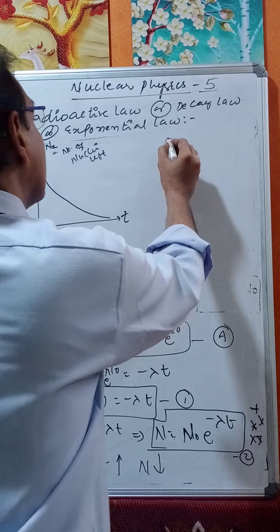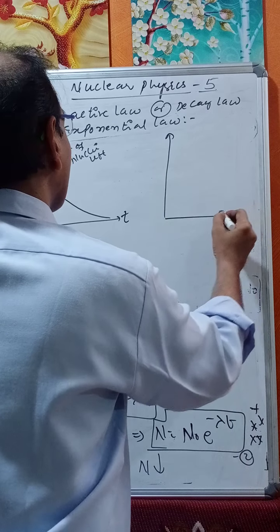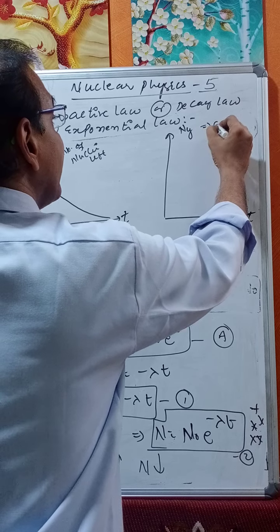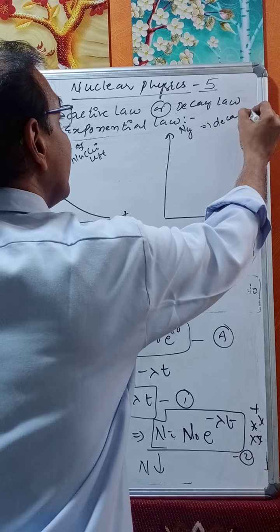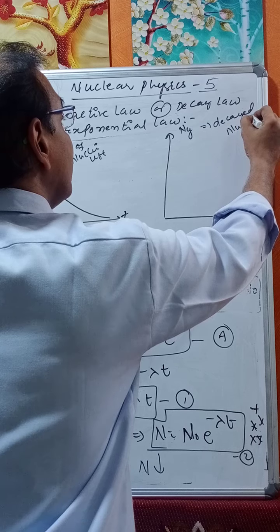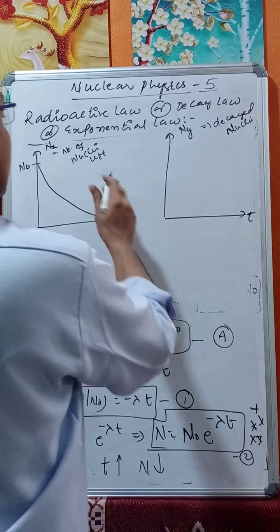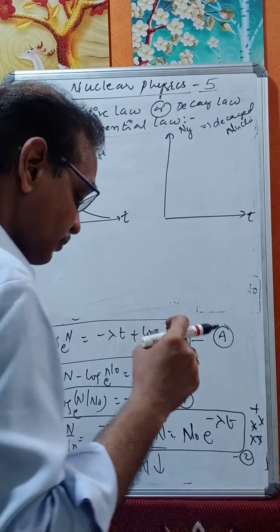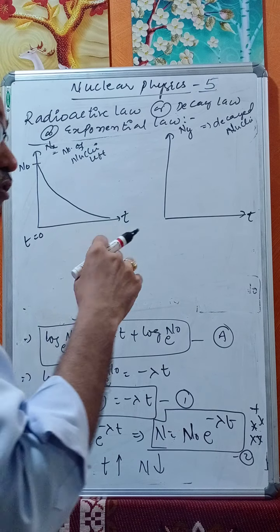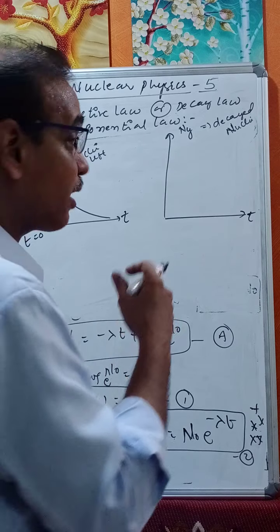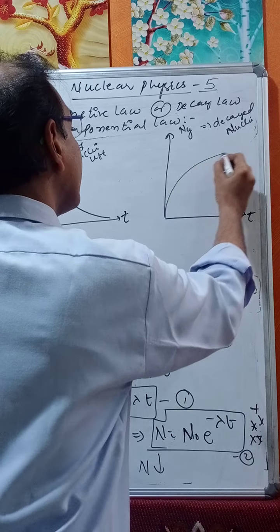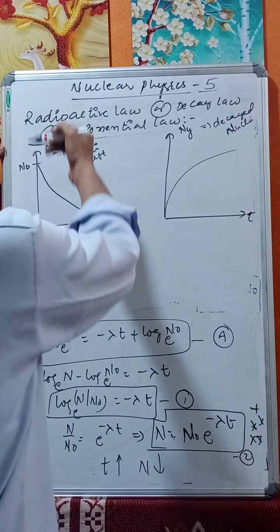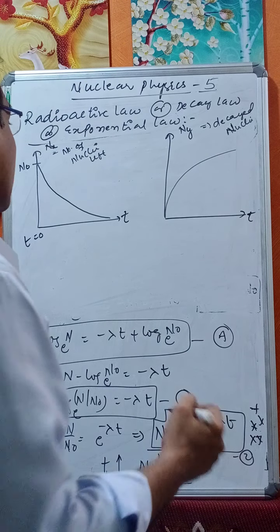Now another one also you can take. This is t, this is ny. So what is ny? Number of decayed nuclei. If you take decayed nuclei, then what happens? Number of nuclei left decreasing means number of decayed nuclei is increasing. Isn't it? Therefore, if you take the number of decayed nuclei, the graph will be something like this. The number of nuclei decayed increases, and the number of nuclei left decreases.